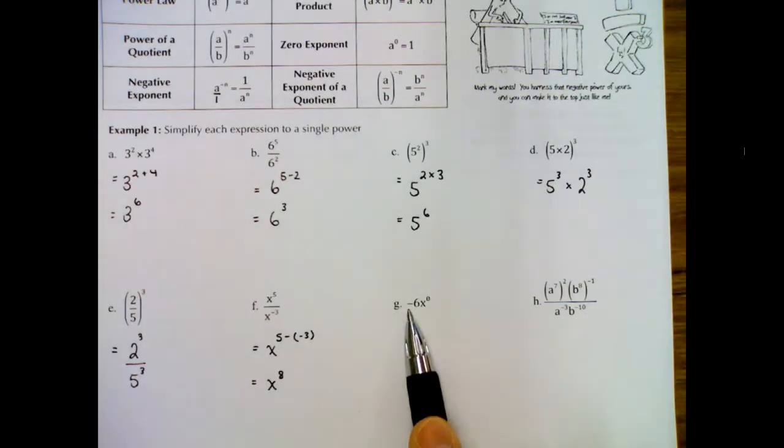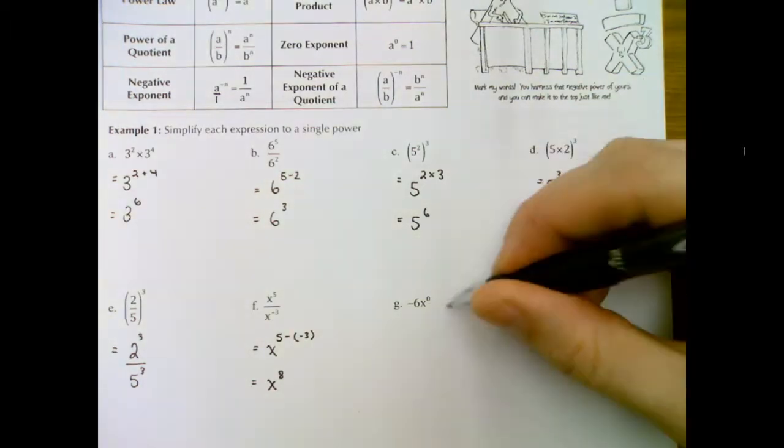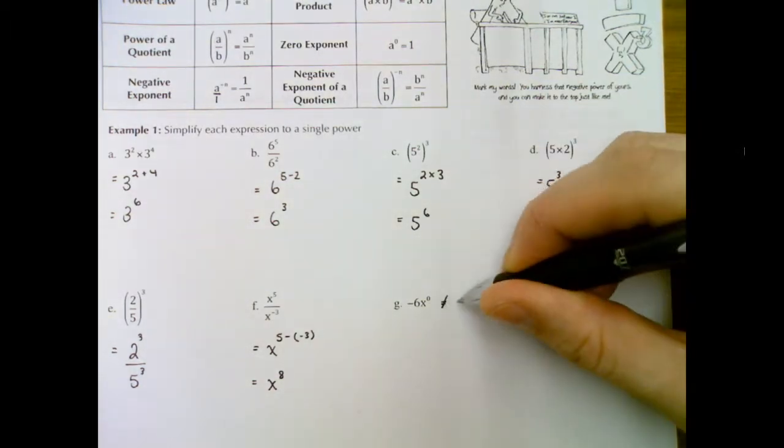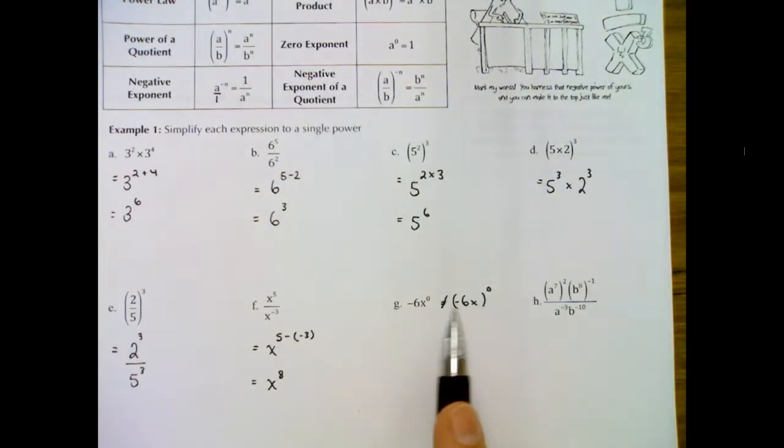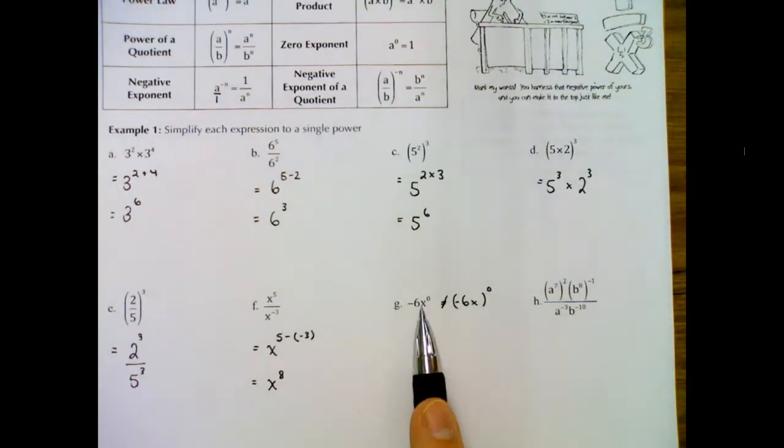Negative 6 x to the exponent 0. Now, this does not say negative 6x, all to the exponent 0. These are not the same thing. The only thing that has the exponent 0 is the x.